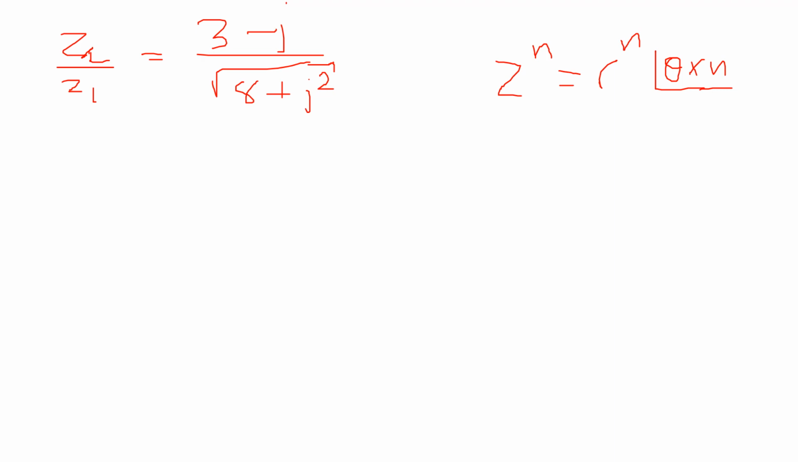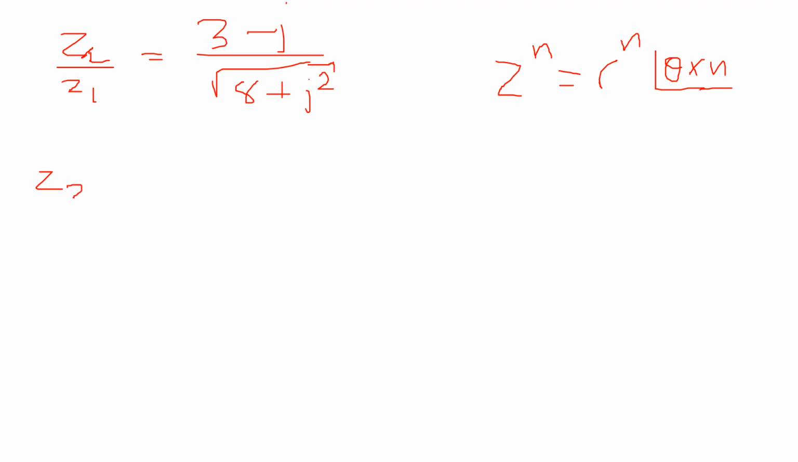Okay, so in this problem they have given us a hint to say now we can simplify the first one, z2, which is 3 minus j, and write it in polar form. And then we'll also have to simplify the one at the bottom and write it in polar form. So let's first simplify what we have, which is z2.